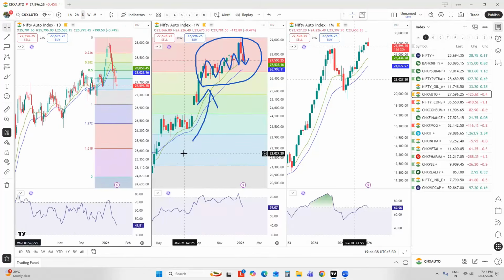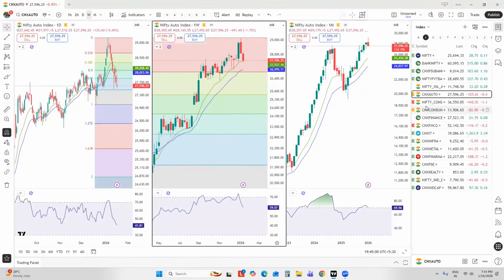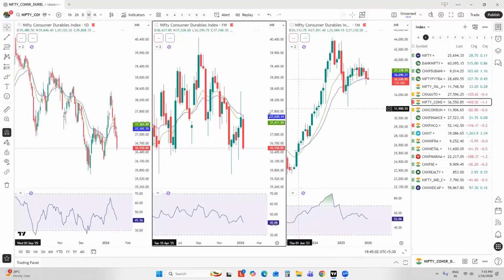To be very frank, in the auto space, only a couple of stocks are good, where you will see some good momentum and trend visible in the weekly time frame charts. Only then I would like to time it from the daily. But otherwise, the majority of the stocks in the autopack I would like to avoid as of now and wait for better momentum. Consumer durables.